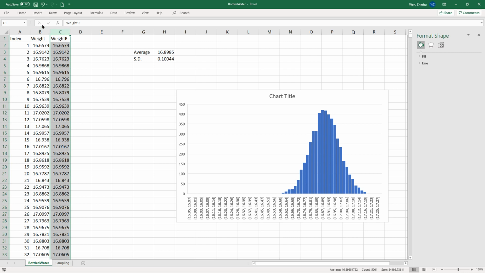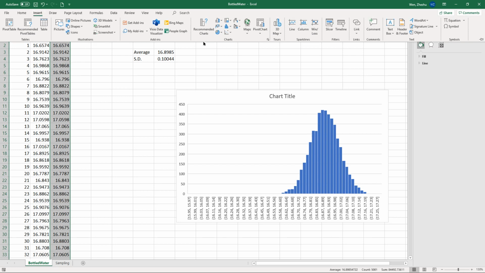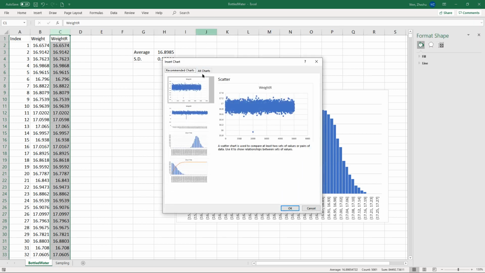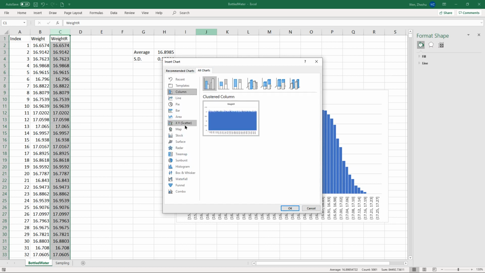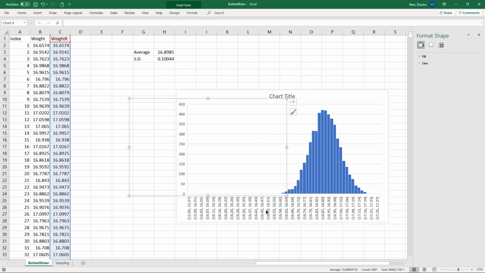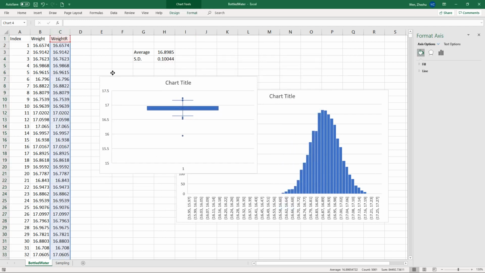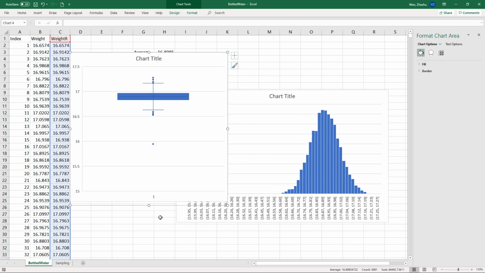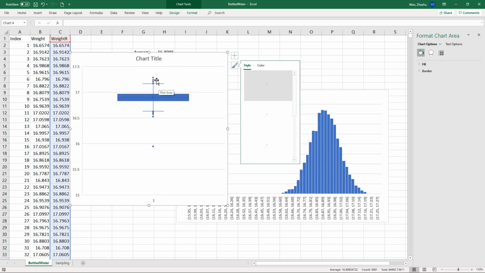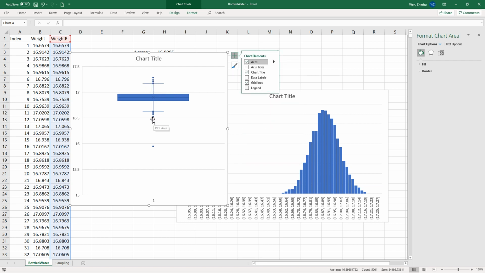So after highlighting the C column, I'm going to go to Insert, and again choose Recommended Charts, go to All Charts, and then go to the box and whisker. Okay, you click OK. It gives you another way of representing the data. As you can see, most of the data are concentrated between, let's say, 17.25 to 16.5.